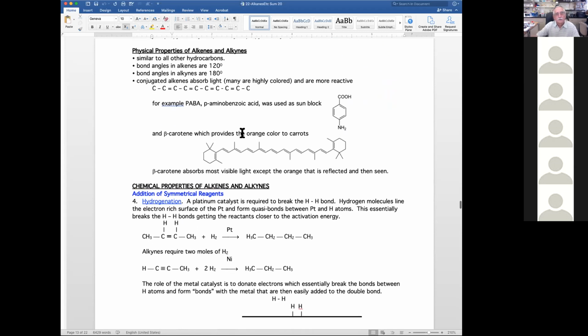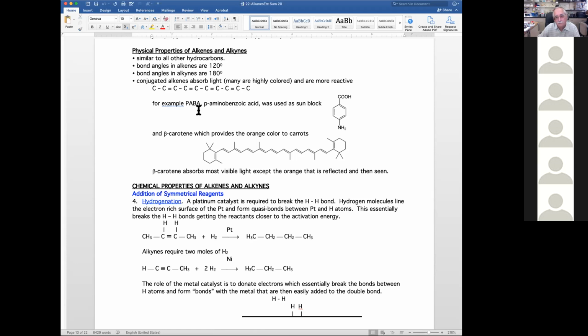So the physical properties of alkenes and alkynes, they're similar to all the other hydrocarbons because there are no polar bonds. The bond angles in alkenes are 120 and in alkynes are 180. And conjugated alkenes absorb light. Many of them are highly colored. They also are more reactive. So here's an example.